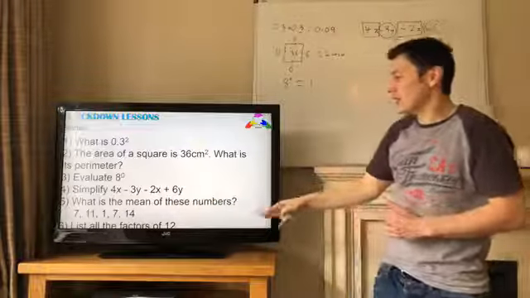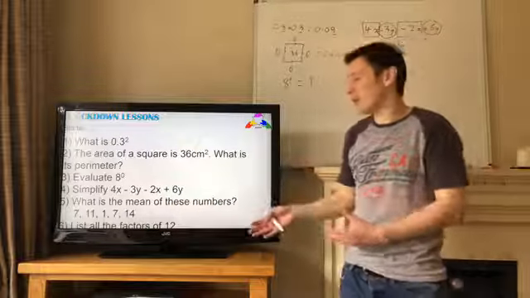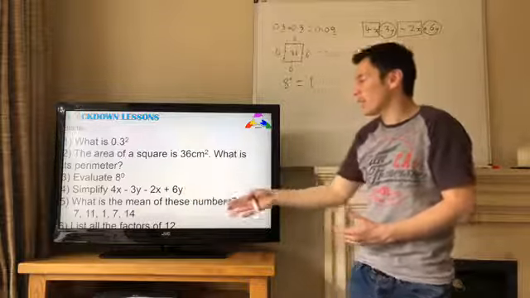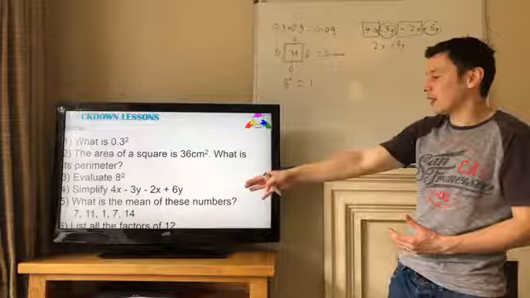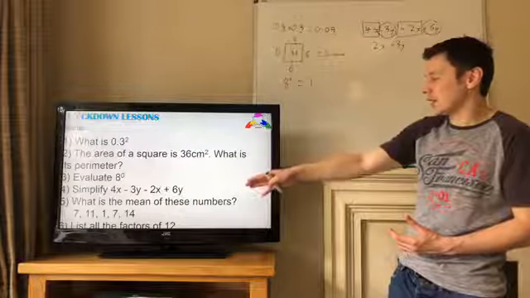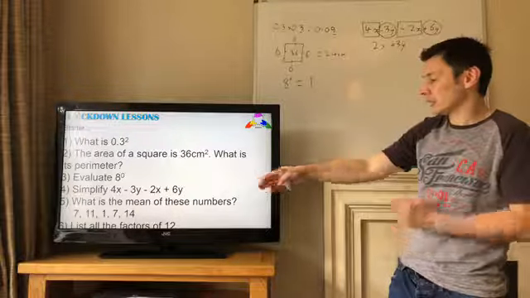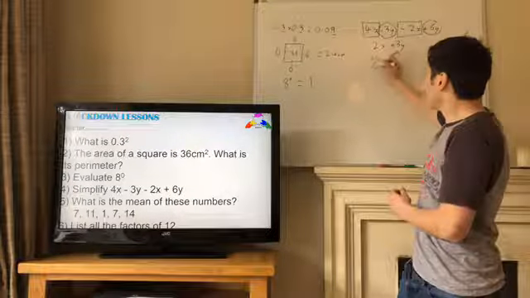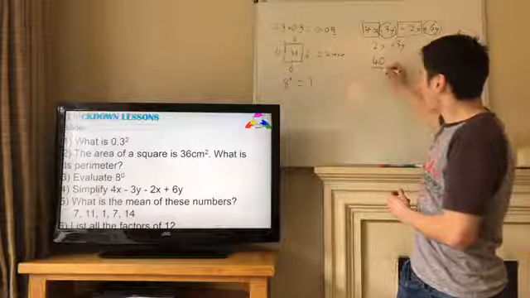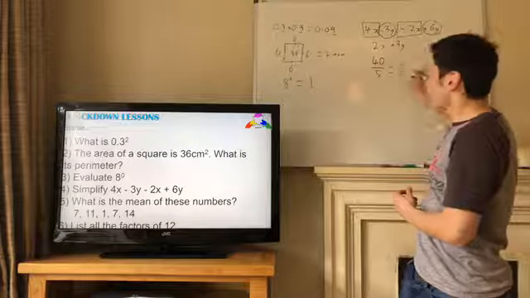Now the mean of those numbers there, the mean is where you add them together and divide by how many there are, sharing all that equally. So if you add all those numbers up together, you get 18, 19, 26, 40, then divide by how many numbers there are, which is 5, which gives you a mean of 8.